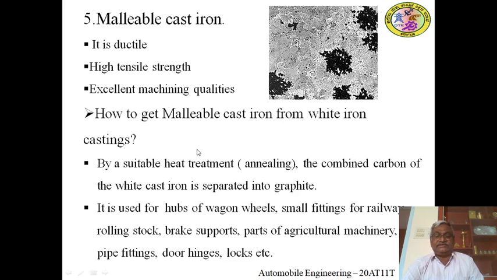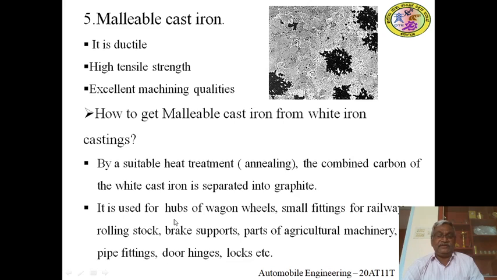We get this malleable cast iron by providing a heat treatment, the annealing process, to the white cast iron. When the white cast iron undergoes this heat treatment process, it is converted into malleable cast iron, and at that time the carbon in the white cast iron is separated into free graphite.